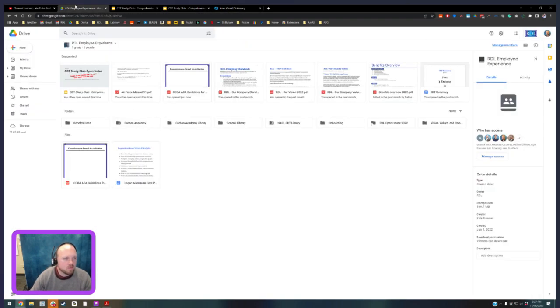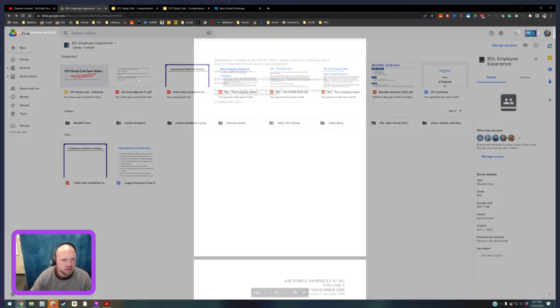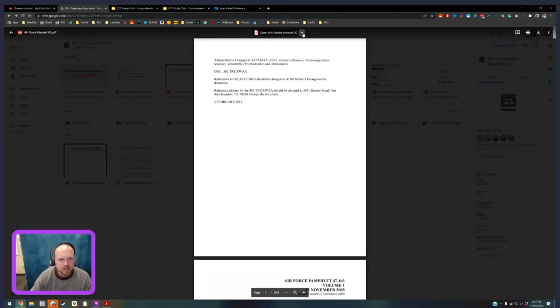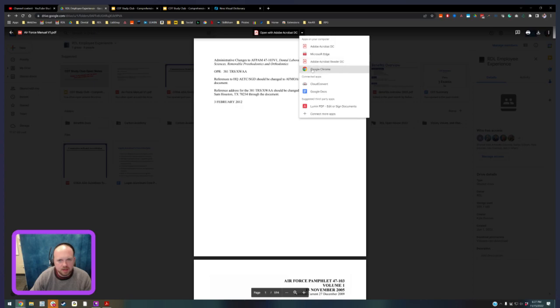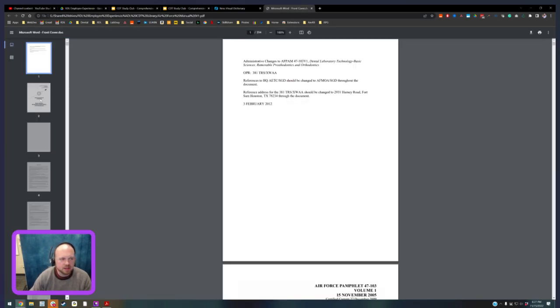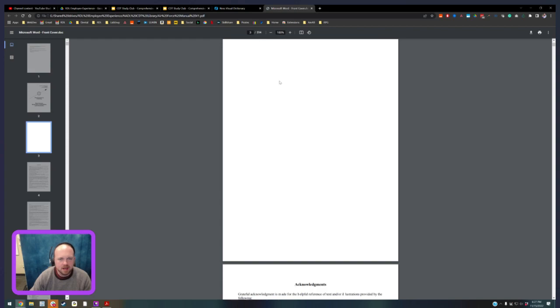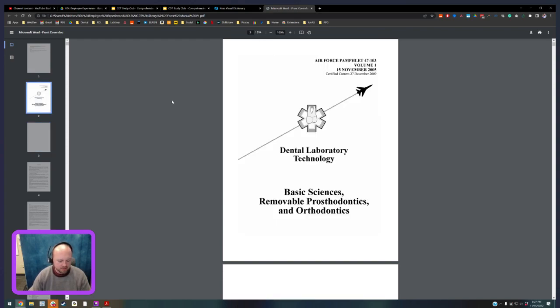As we talked about, if you have the Air Force manual, and you can link to that earlier in the presentation, if you click that link and open it up, it should open up like this, if you're using Chrome. If you want, you can click on Use Google Chrome right here, and it'll pop up in this little view so that you can actually see your pages on the left-hand side.